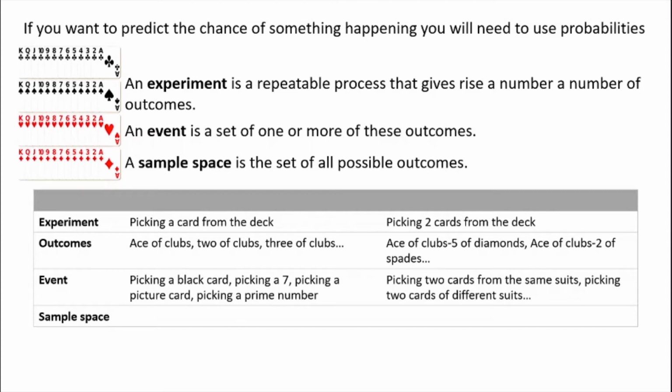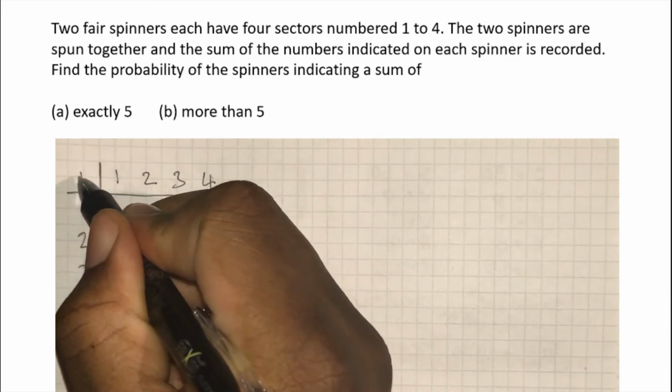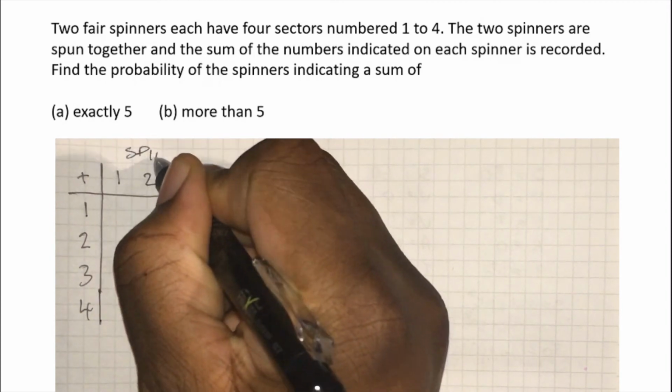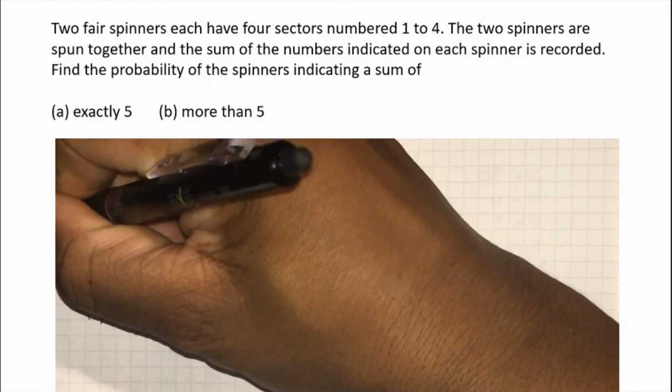Okay, so now we've got the terminology down. Let's just try a couple of examples and see where that fits in. 2 fair spinners each have 4 sectors numbered 1 to 4. The 2 spinners are spun together and the sum of the numbers indicated on each spinner is recorded. Find the probability of the spinner indicating a sum of exactly 5.